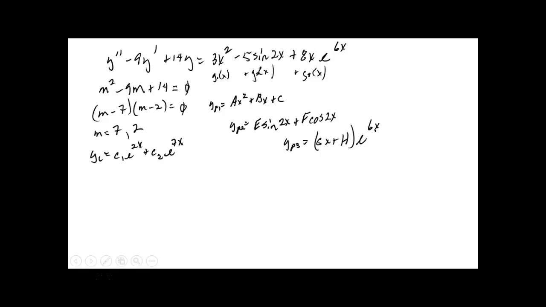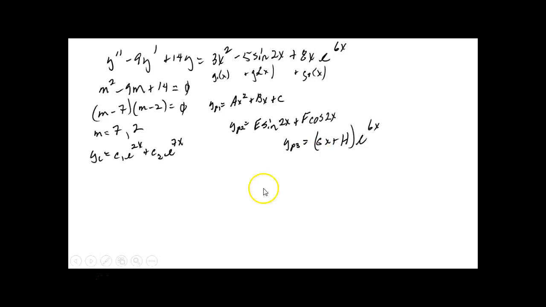So then once you figure out what all those constants are, you go back and put them together, and that will be your combination. So let's see what we got. ax squared plus bx plus c plus e sine 2x plus f cosine 2x plus (gx plus h) times e to the 6x. Perfect. And then combine that with your complementary solution. Neither of those e's are 6x. They're 2 and 7, so you're fine.